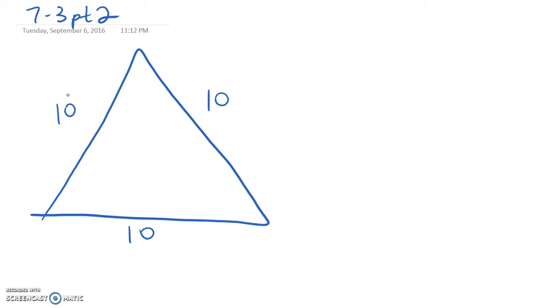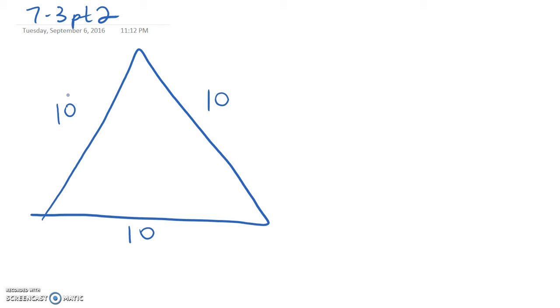So this is 7-3 part 2. You have a diagram given here. This is just extra work with the special triangles. I kind of alluded to this last time without saying it straight out. The special triangles usually appear as part of larger shapes. One of the reasons that they're important.